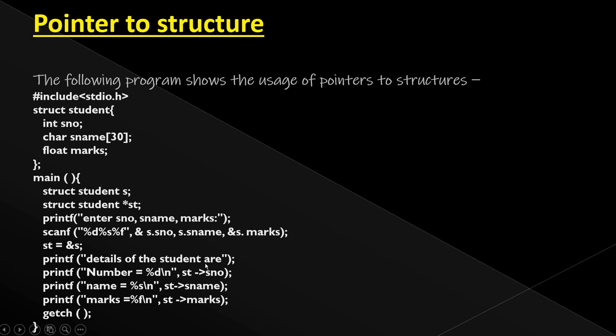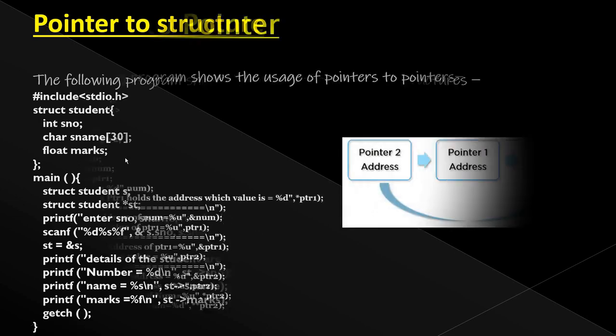Now we will enter the student number, student name and student marks. We will print the details of the students. Number equals %d because it is an integer type variable, so we will use %d as a format specifier. Now we will print the name, and the name is a string type variable, so we will use %s as a format specifier. And now marks can be in decimal form, so we can use %f as a format specifier. Now we will print the values.